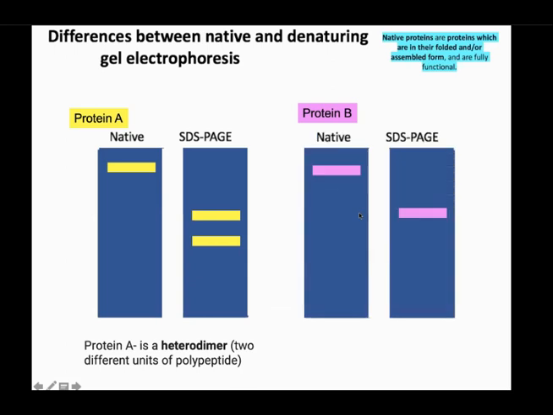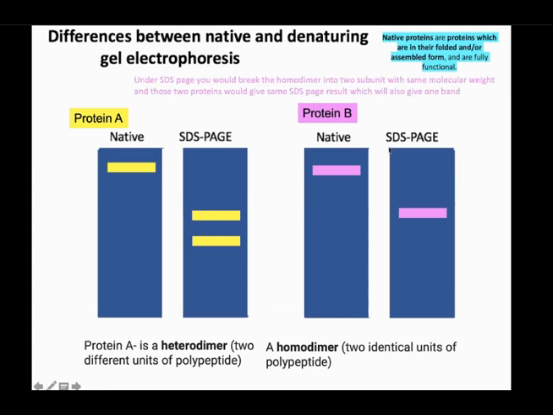Or protein B is another protein, and when you run the SDS page, the molecular weight is different, but you see a single band. The only thing that happened is that this particular protein is a homodimer, that means it's two identical units. So the protein can be a heterodimer, which is different subunits, or a homodimer. Under the SDS page, you will break the homodimer into two subunits. So it depends on whether it's native or SDS page, and whether it's heterodimer or homodimer. Questions?